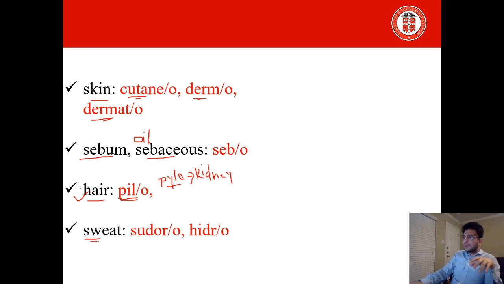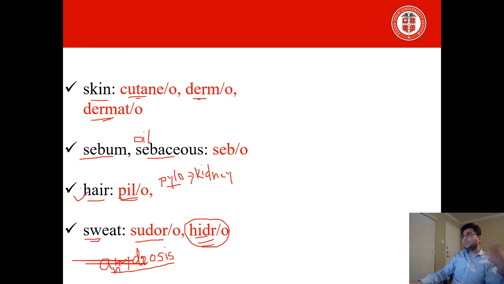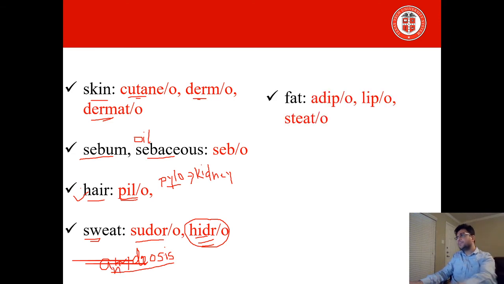Now, once we talk about sweat, apart from sebum, the more common term is hydro. And we'll talk about this hydro in terms of hydrosis. So hydrosis means sweating. And if you have absence of hydrosis, that's ahydrosis or sometimes anhydrosis, because we know a or an is absence. Then we have learned that for fat we use the term adipo. We have used it before.